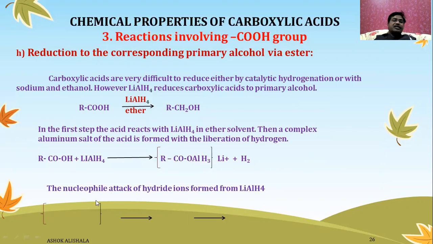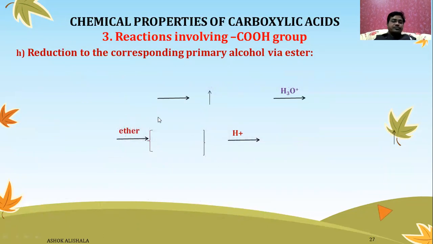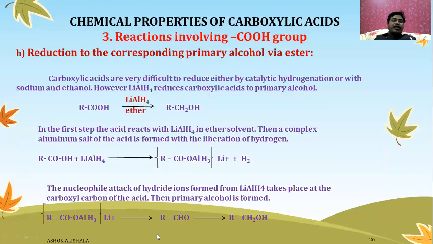The next step is the nucleophilic attack of the hydride ions formed from the lithium aluminum hydride, which takes place at the carboxylic carbon of the acid. Then the primary alcohol is formed. See, this is what is formed here. And what happens here? This will give the aldehyde, and finally it converts into the alcohol.